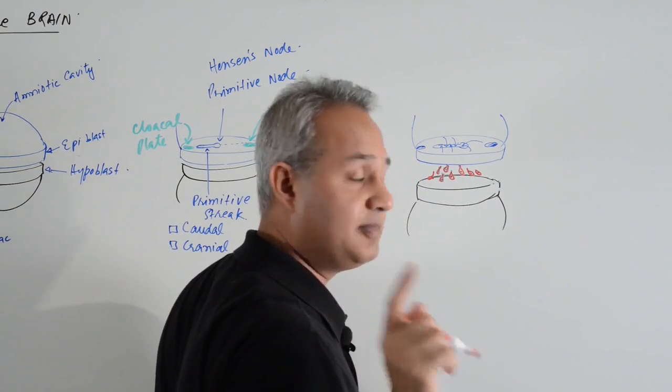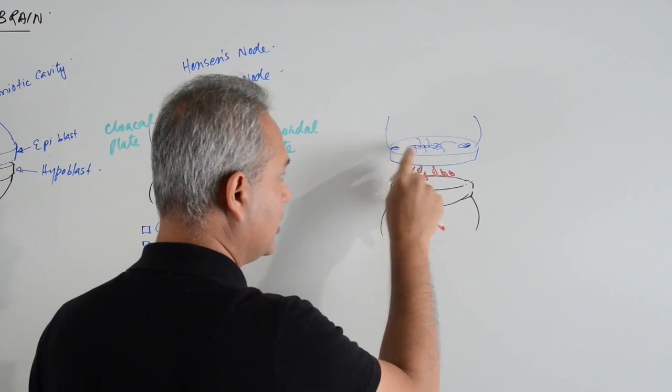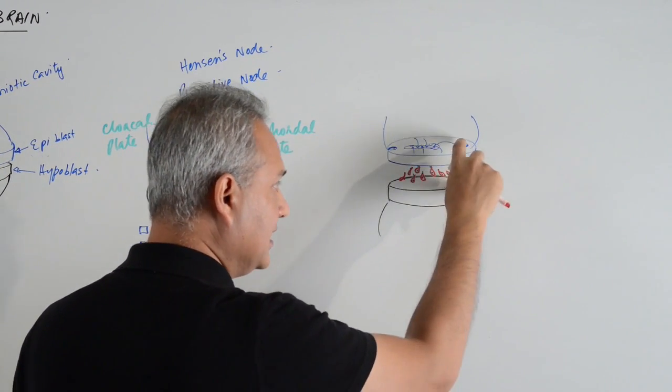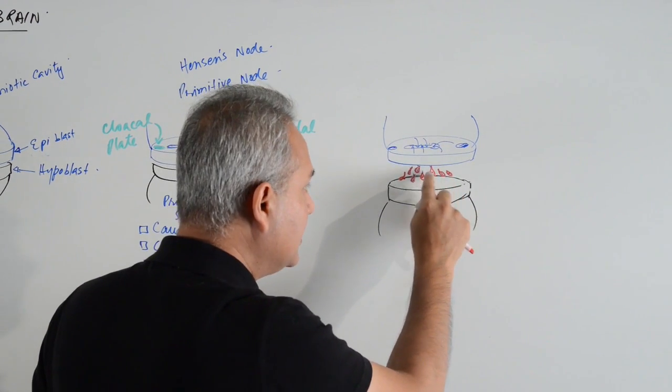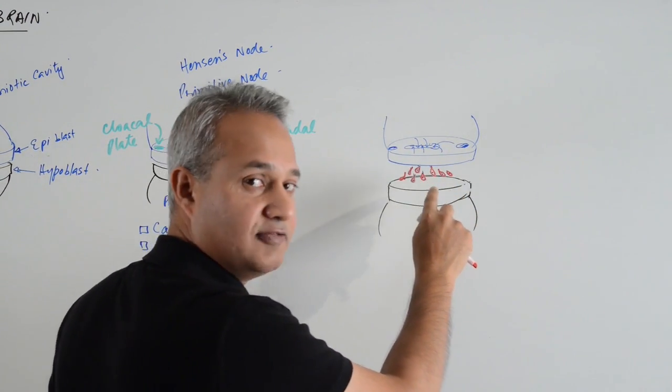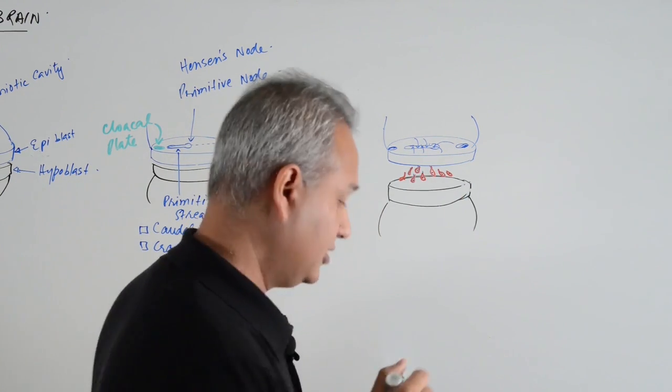Now one thing to keep in mind, the buccopharyngeal membrane and the cloacal membrane, or precordal plate and the cloacal plate, they would stay fused with the endoderm. The cells of the mesoderm will not come and make a layer there. So let's see that.